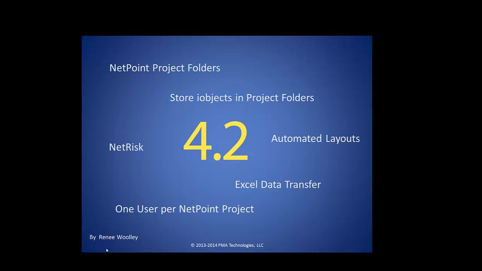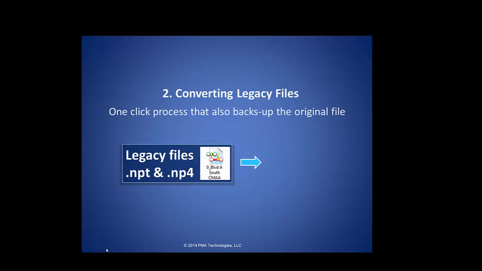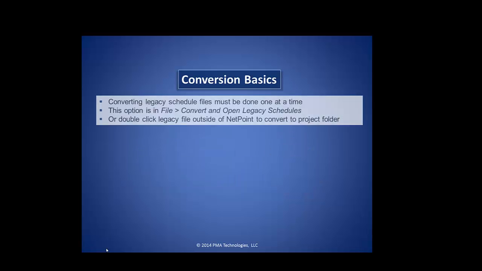So now that you understand why we need the project folder, let's talk about how you get to a NetPoint 4.2 project folder. It's easy. It's a one-click process where you click the legacy file and convert it to a folder. Here are the basics. You convert a file one at a time. This is done through the File menu, Convert and Open Legacy Schedules. Or you can double-click a legacy file outside of NetPoint to convert it as well.